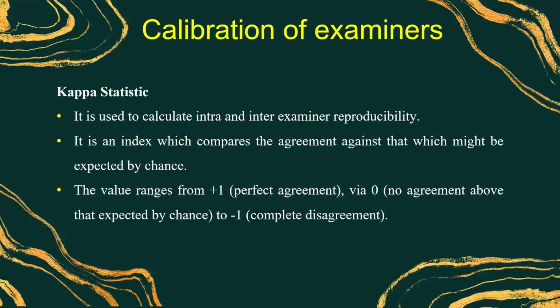So coming to calibration of examiners, the calibration of examiners can be done by using an index called kappa statistic. It is used to calculate the inter and intra examiner reproducibility, and it is an index which compares the agreement against that which might be expected by chance. The value ranges from +1, which is perfect agreement, via 0, which is no agreement above that which is expected by chance, to -1, which is complete disagreement between the examiners.